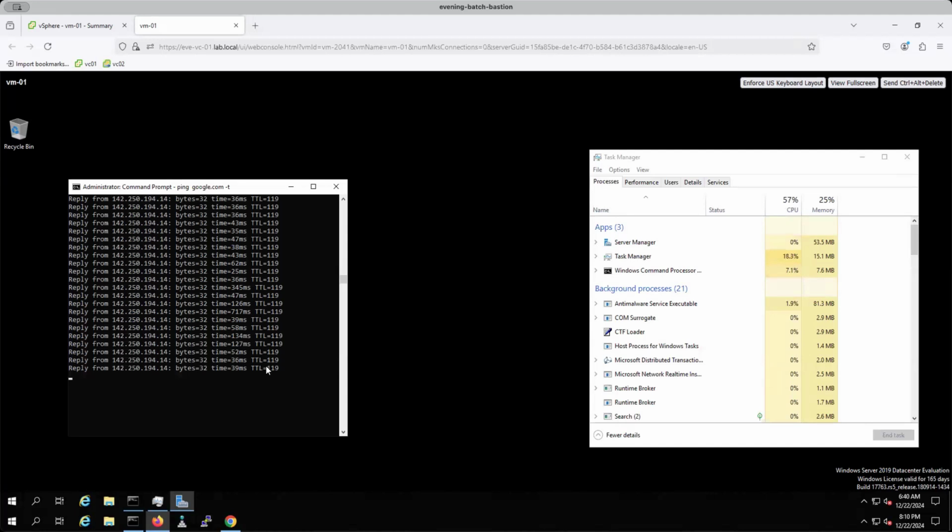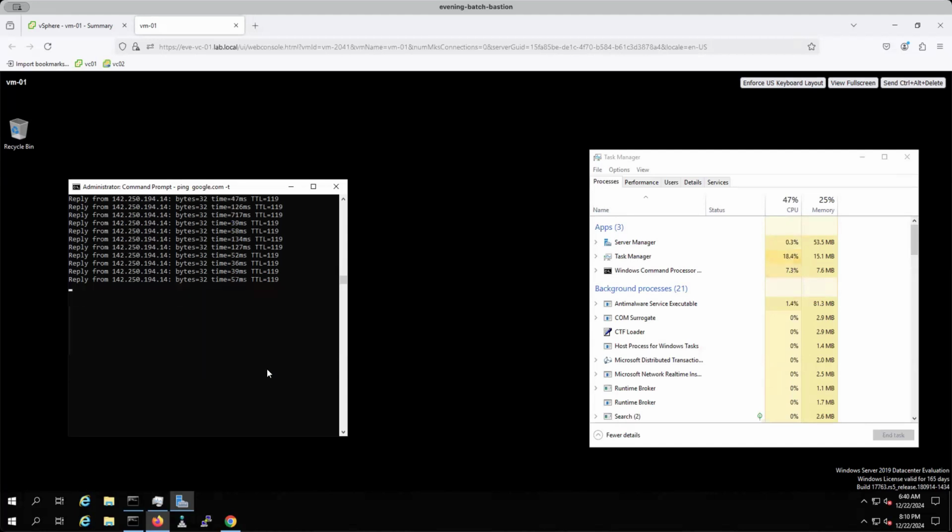Now, again, this is a lab. I do not have any certified hardware. In production, you will see a latency on the higher side, but not as high as you see over here because I don't have any certified tools over here.